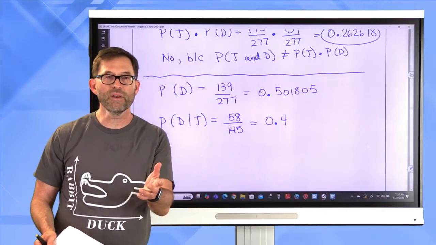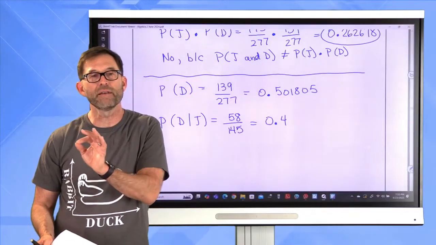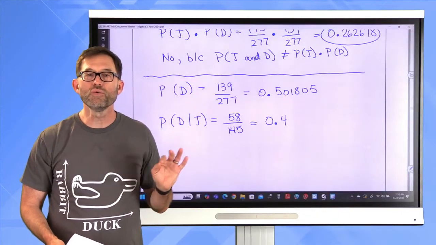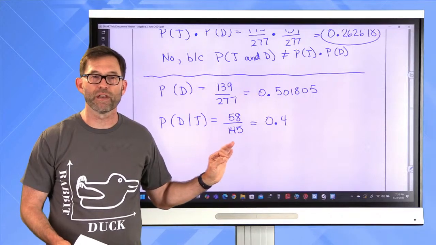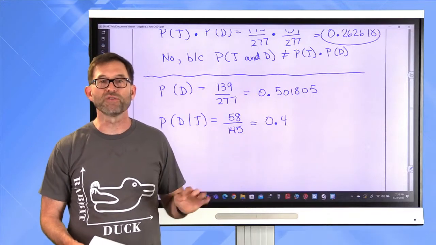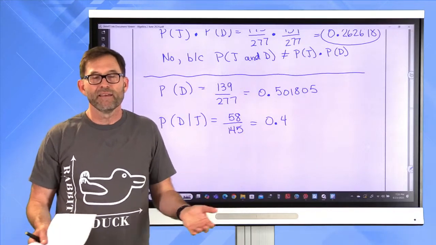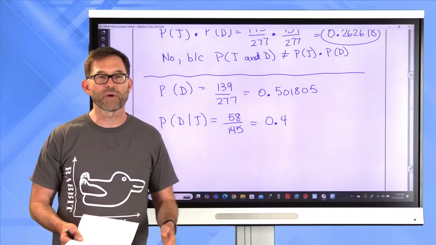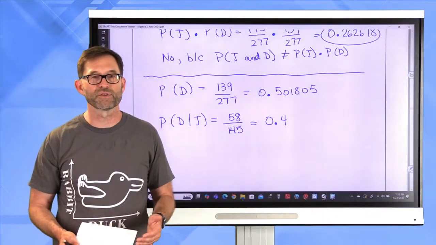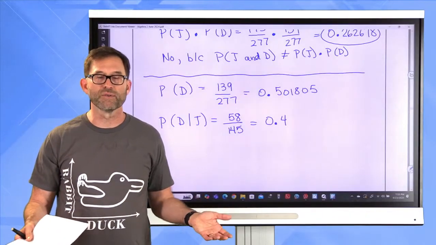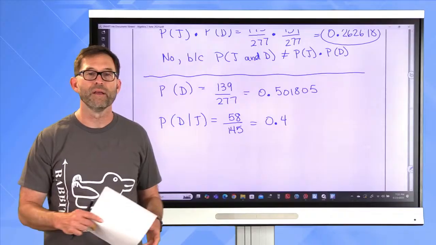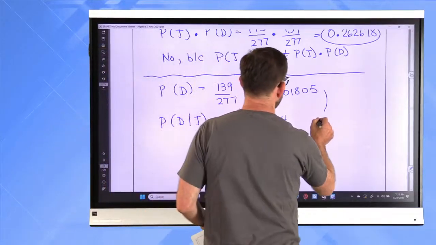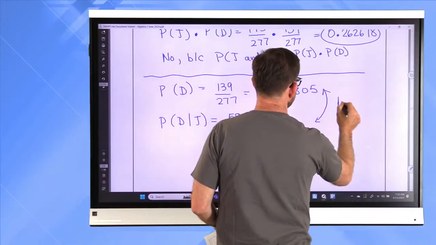And that means driving to school is not independent of being a junior. Being a junior changes the probability that you're going to drive to school. It's less likely. And again, if you go to almost any high school, you know that, right? There's some juniors that drive to school, some juniors that don't drive to school, whereas a lot of seniors end up driving to school. All right, so again, because these two are not the same, you would say no.